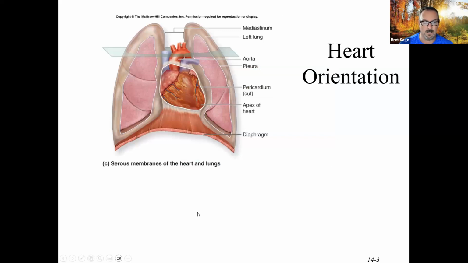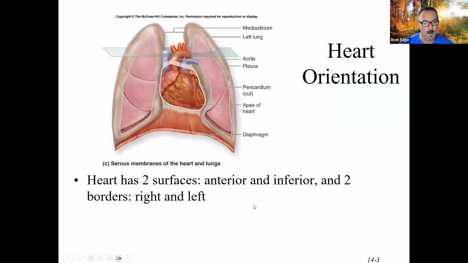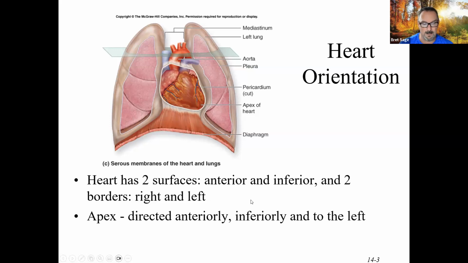Okay, what is the orientation of the heart? The heart has two main surfaces, anterior and inferior, and two borders, right and left. And you can see the heart there in that image, inside the pericardium, between the two lungs. The apex is directed anteriorly, inferiorly, and to the left. And that's why we tend to think of the heart as being on the left side, even though it's more or less in the center, with only apex pointing leftward and downward.